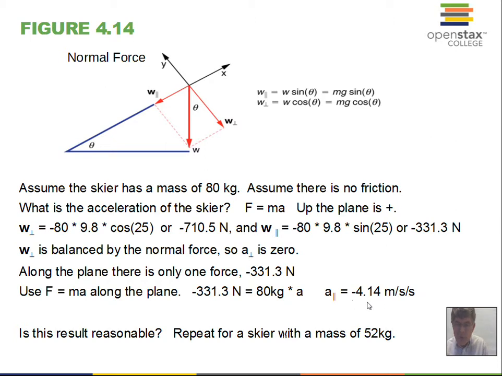Do you think this number is reasonable? Can someone going down the slope of a mountain that's at an angle of 25 degrees actually have this number?